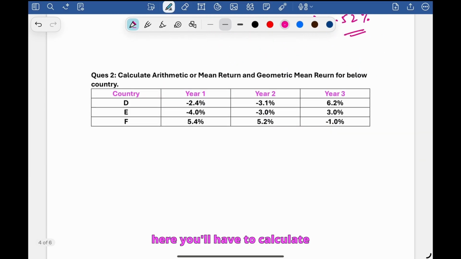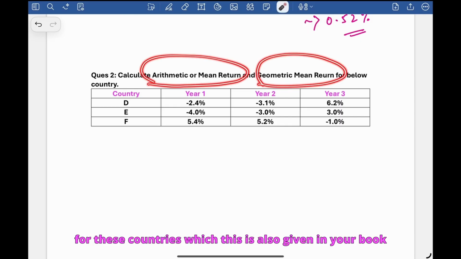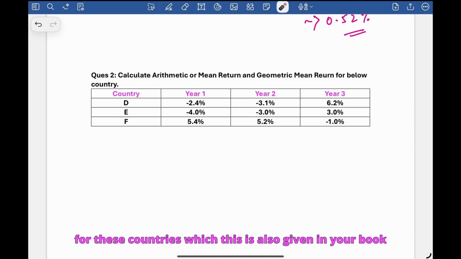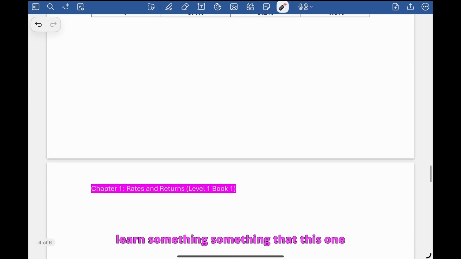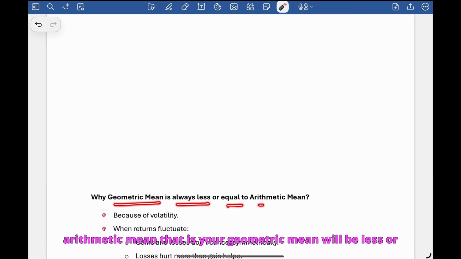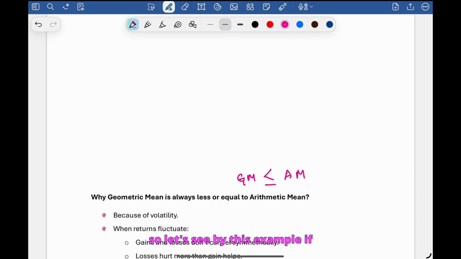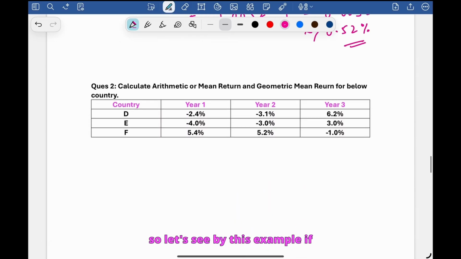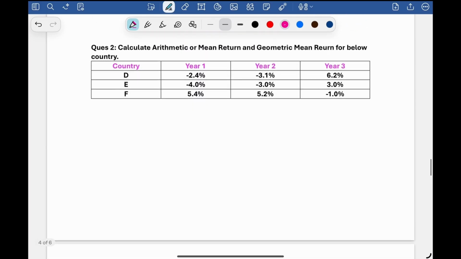Here, you'll have to calculate the arithmetic mean return and also the geometric mean for these countries, which is also given in your book. We'll calculate, and we'll also learn that the geometric mean is always less than or, at max, equal to the arithmetic mean. So let's see by this example if this condition holds true or not.